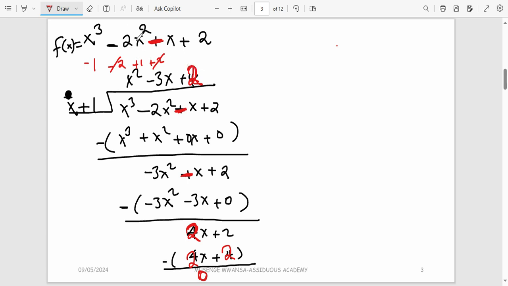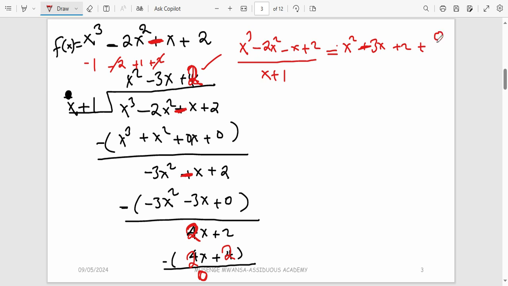It means that if the function on top, x to the power 3 minus 2x squared minus x plus 2, is divided by what were we using to divide? It was x plus 1. It is going to give you what's on top here: x squared minus 3x plus 2. So there's no remainder. It's supposed to say plus remainder over the divisor, but there's no remainder. 0 over anything, the answer is 0.